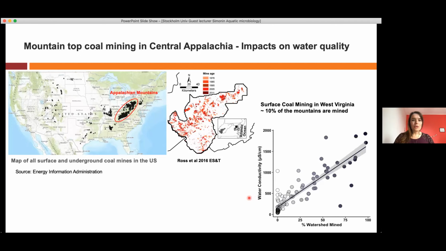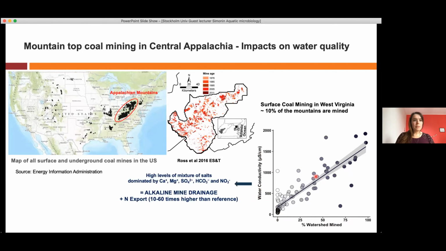And one of the signatures of the impact of coal mining in general is we see a strong correlation between the percentage of the watershed that is mined and the water conductivity, so the salinity of the water, basically. And a typical water conductivity in a reference stream would be close to 100 microsiemens per centimeter. And in mined areas, it's often higher than 1,000.